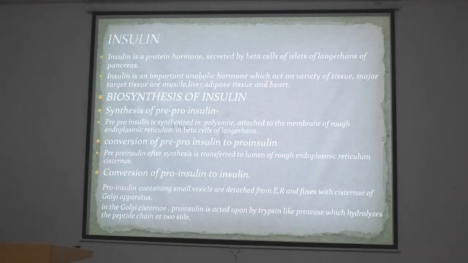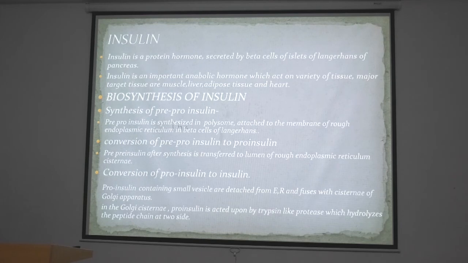Now, insulin, we will get in detail today, and you know it well already. Insulin is the protein hormone secreted by beta cells of islets of Langerhans of pancreas. Insulin is an important anabolic hormone which acts on a variety of tissues. Major target tissues are muscles, liver, adipose tissues, and heart. Biosynthesis: synthesis of pre-proinsulin, then conversion to proinsulin, then to insulin. Understand? So what is here? Here is detachment of the amino acids.